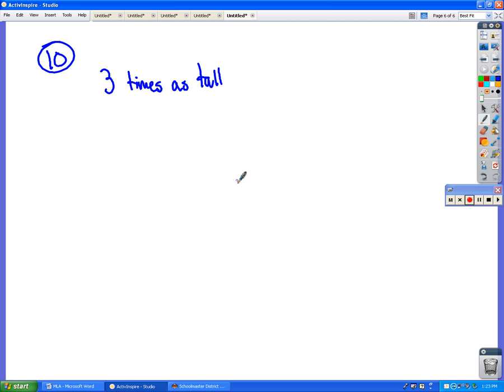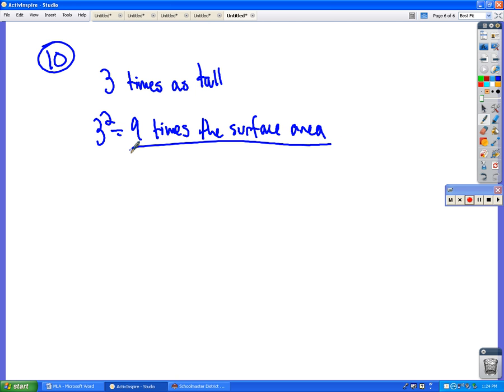Okay? That's why. All right, so if he's 3 times as tall, how much bigger will his surface, keyword area, be? 9 times as big, because 3 squared equals 9 times the surface area. Okay?